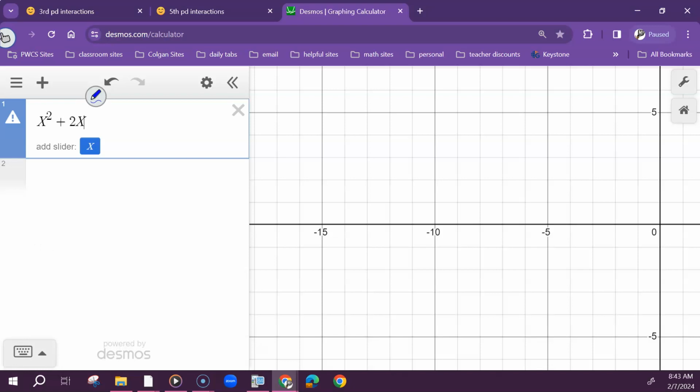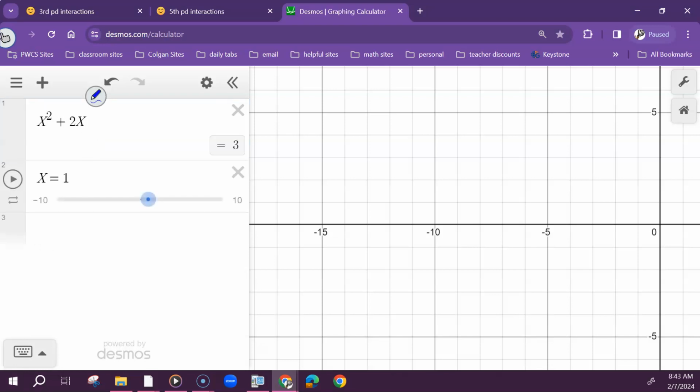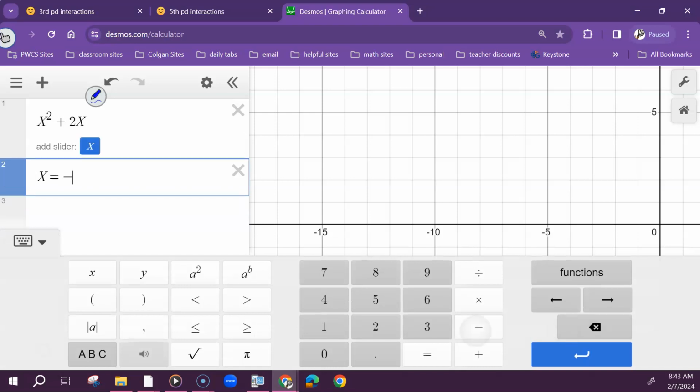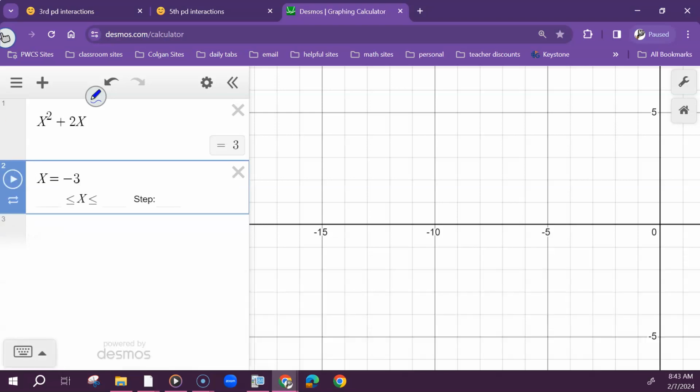And then I'll ask for a slider. If I add in that slider, I can make that value -3. And it would tell me my answer is 3. So you could do it that way. You could use the same expression but put in different variables, not x or y, but something else, lowercase, and then it would do the same thing.